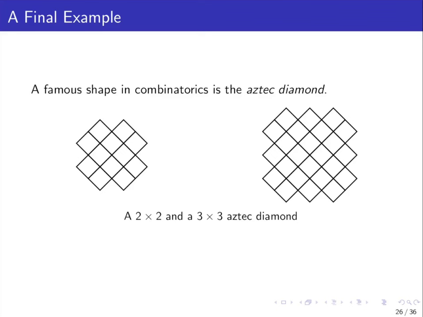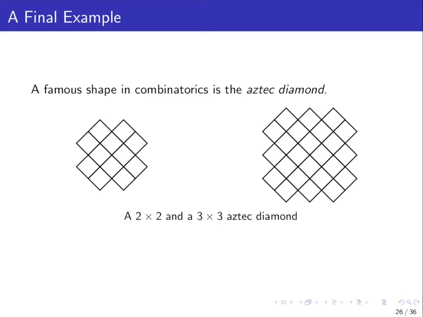That grid was the Aztec diamond. So the Aztec diamond is a very famous shape in combinatorics. If you're familiar with Mathologer's Arctic Circle video, a very great video that gives a very deep treatment into a question about Aztec diamonds, you'll be familiar with this shape. Here we can see a 2x2 and a 3x3 Aztec diamond. Again, now we'll be talking about polyominoes again because we're dealing with squares.